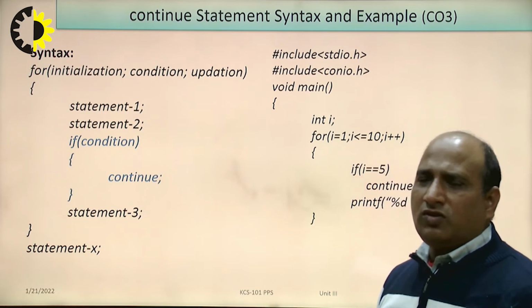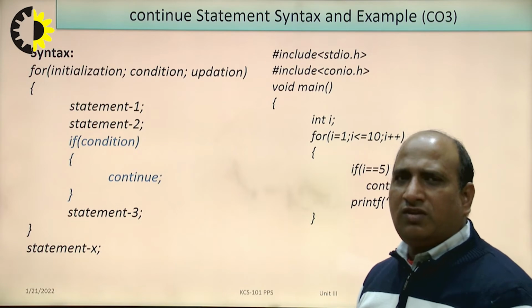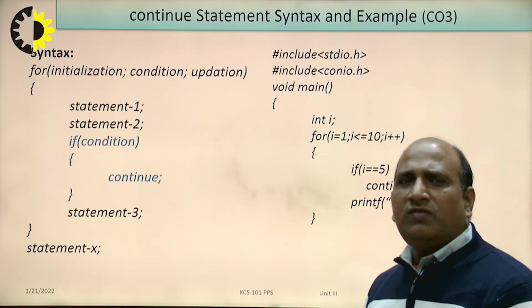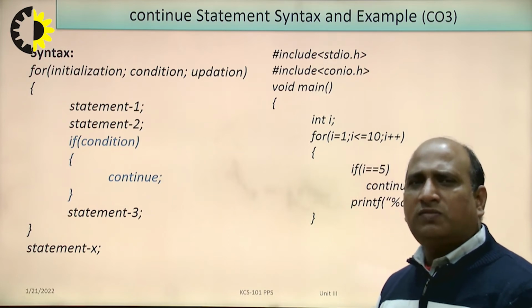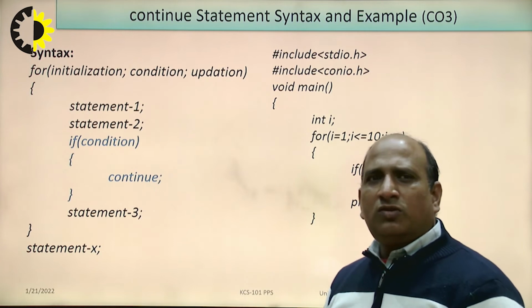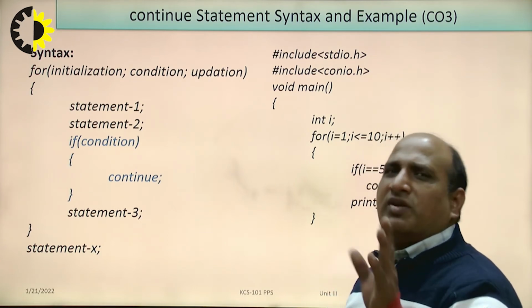Condition I equals to 5 is false because 2 equals to 5 is false, so it will not go to the continue. 2 will be printed, then 3 will be printed, then 4 will be printed. When I becomes 5, I equals to 5 is true, which means control will go to the continue. Continue means it will go to the I plus plus.